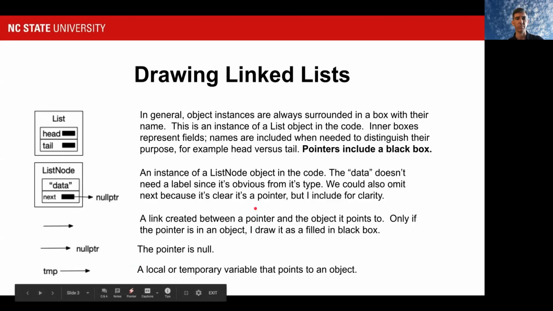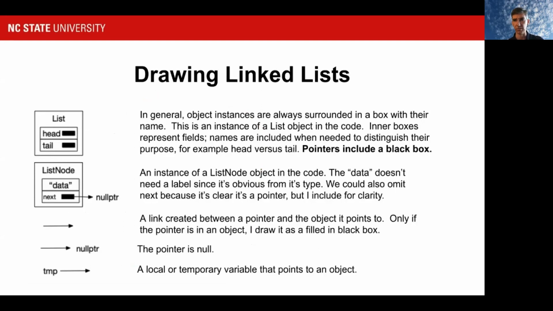Okay, so drawing linked lists specifically, there are some rules I'm going to tend to follow when I show you a picture of a linked list. And this will also apply down the road as we draw other data structures. So when I want you to know that something is an object, I'm going to tend to draw it with a box. So for example, the list object, I'm drawing with a box around it. And then inside the list object, there are a couple of fields, head and tail. And head and tail are of the same type. They're both list node pointers.